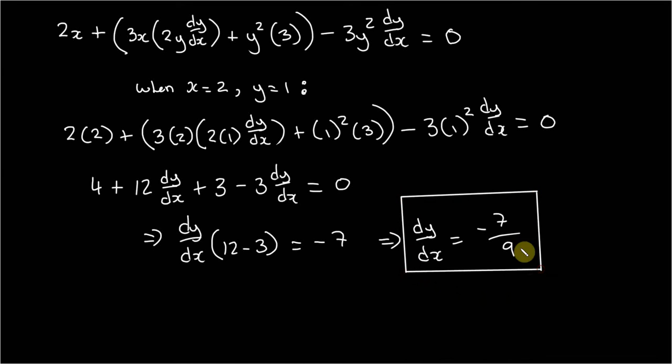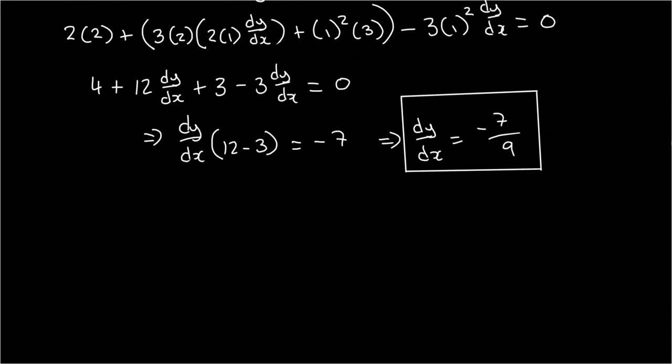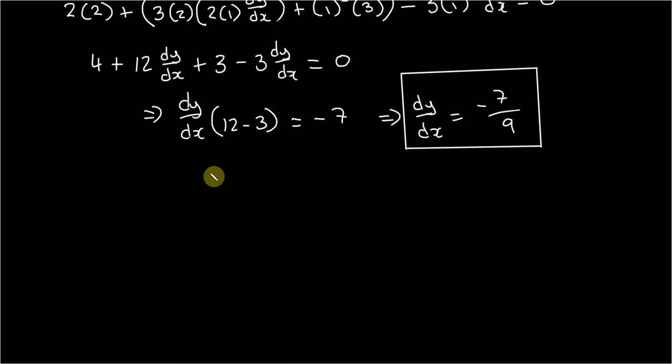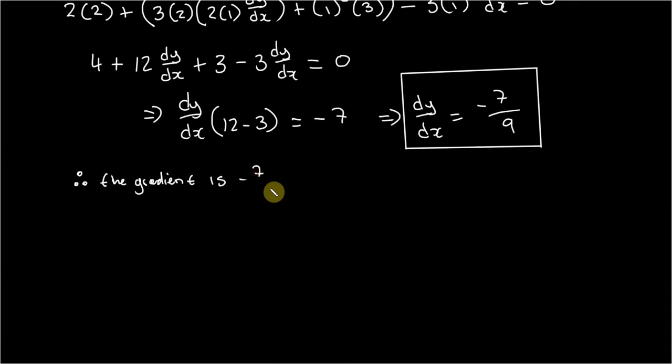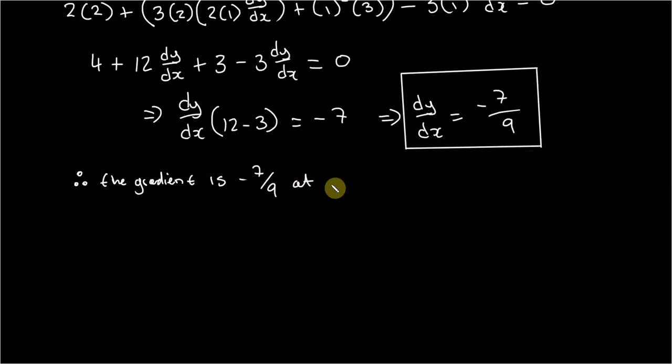So there we go, that's our gradient. I'll just box it off to highlight it. And I could write it out, therefore, maybe I'll just do that for the sake of it. Therefore, the gradient, just to make it clear, the gradient at the point is -7 over 9 at, and our point was 2, 1.